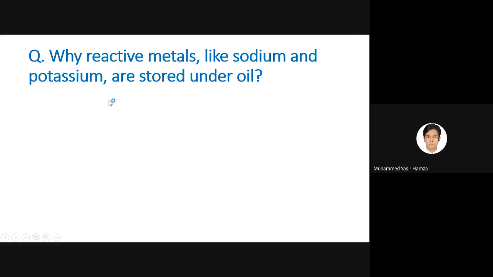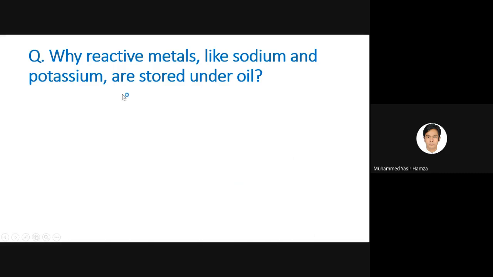Okay, so now we will go through a question: why are reactive metals like sodium and potassium stored under oil? You already know the answer, as we know that metals can react with water very easily. So why do we need to store them under oil? We can store the metals in the air, right? No, because the air contains water.